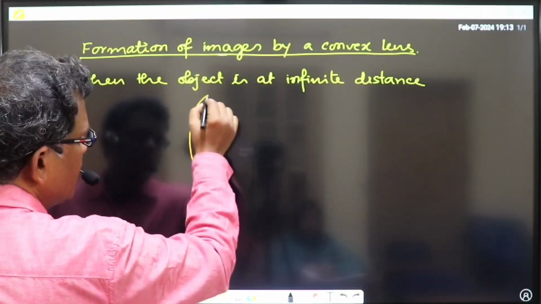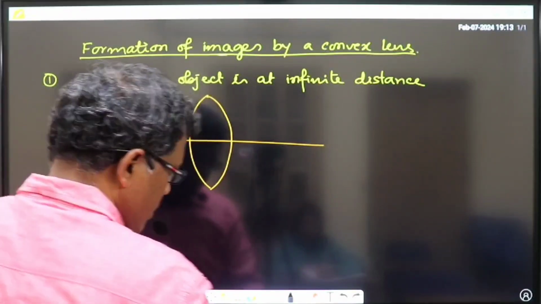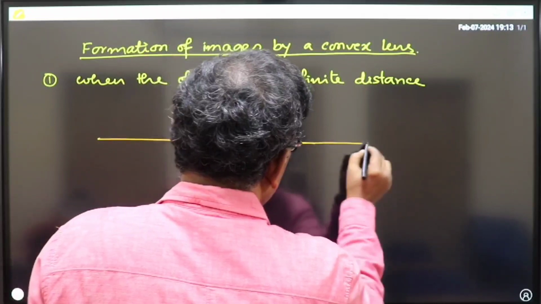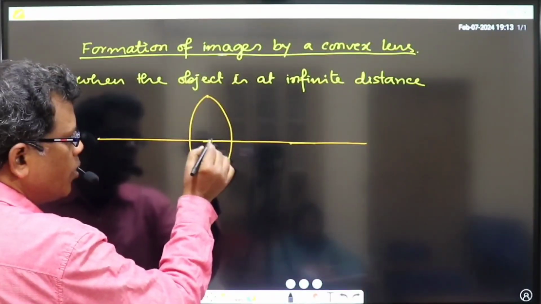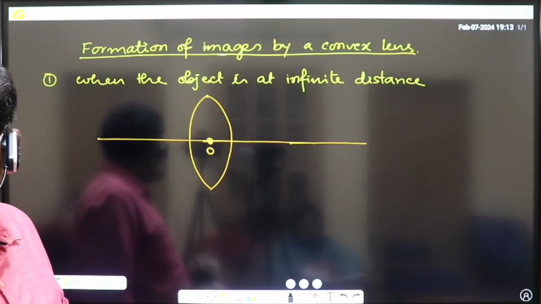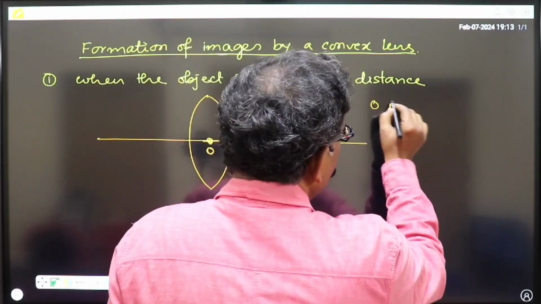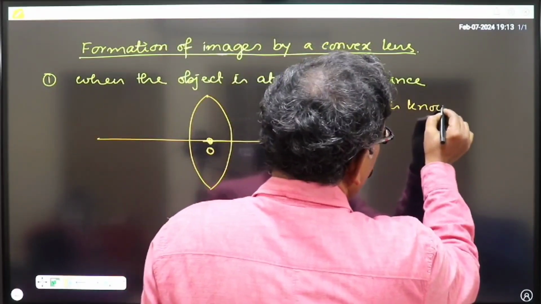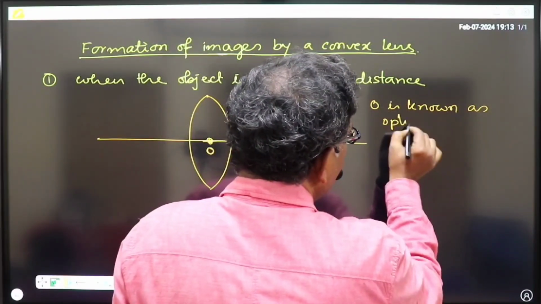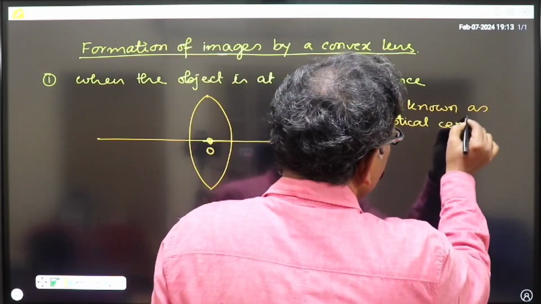This is the convex lens. Okay, this is the principal axis passing through the optical center. What is this point known as? What does this O mean? O is called optical center. Write down: O is known as optical center. Okay.